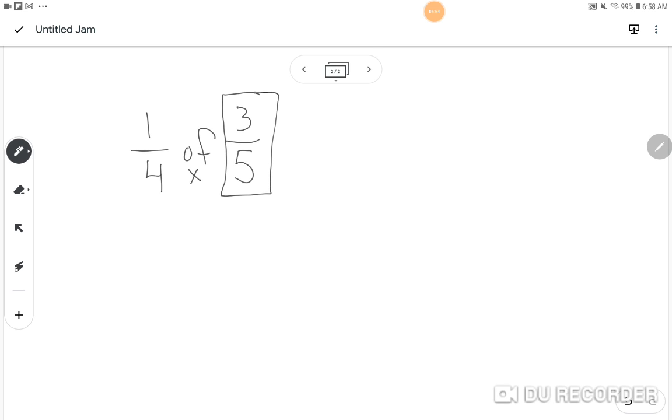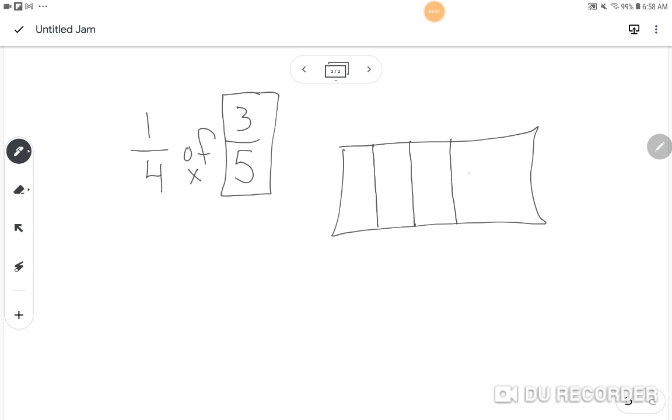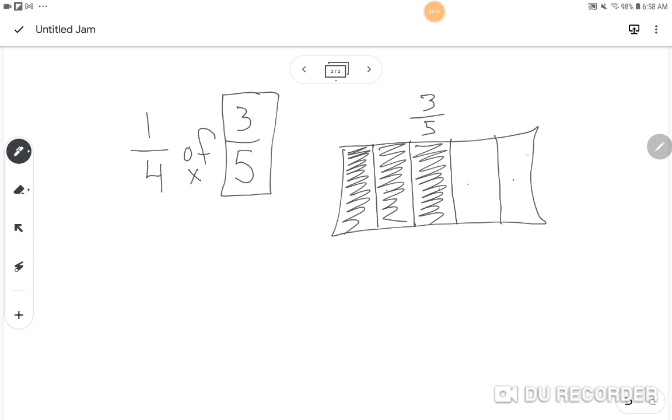That's right, make 3/5. So let's do that. To make fifths, we need 4 lines down. 1, 2, 3, 4. Why? Because that gives us 5 sections. Look, 1, 2, 3, 4, 5. You always need one less line. Shade 3. 1, 2, and 3. So that's 3/5 right there. Okay, this represents 3/5. 3 out of 5.